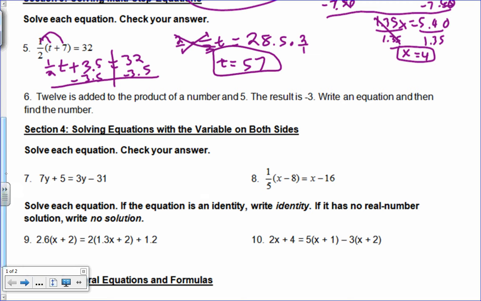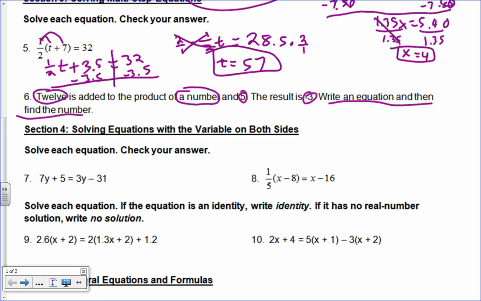All right, number 6. 12 is added to the product. Ooh, he's got a word problem. All right, let's circle some numbers. 12 is added to the product of a number and 5. The result is -3. Write an equation and solve. You might also say that a number is going to be a variable, but that's what we're going to be solving for. Underline the question. Well, we've got that at the end here. And then circle any numbers.